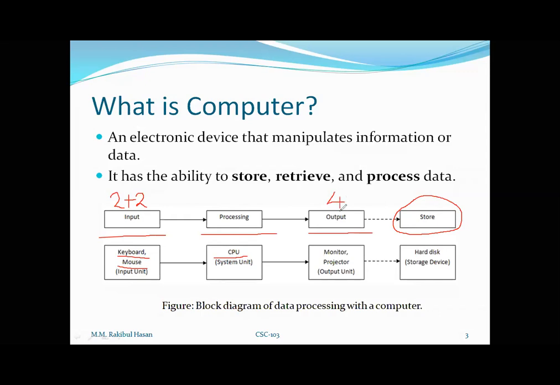and at last it will give you some output. As output it will give you 4, and by using your monitor or projector you can view that output, and according to your need if you want you can store that information or data inside this hard disk, the storage device. So is this diagram clear to you? Any problem to understand? Anyone? No, sir. Okay, all right.